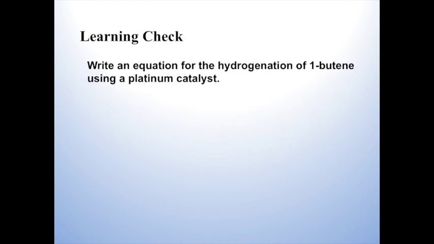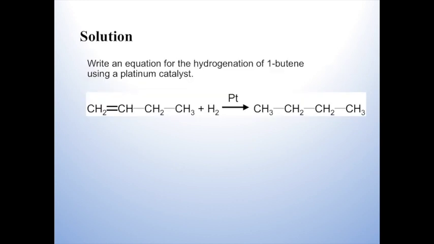If we want to hydrogenate 1-butene using a platinum catalyst, how would we do this? So we would set up our equation. We know that 1-butene means that the double bond is between the first and second carbon atoms, and then the rest is this normally singly bonded carbon chain. Hydrogenation involves the addition of hydrogen gas, and we need to use a platinum catalyst, and therefore it breaks the double bond between the first and second carbon, adding hydrogen to each one and making butane.